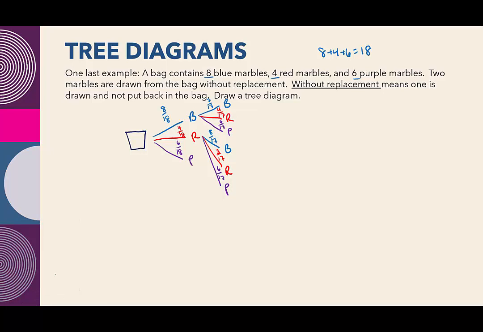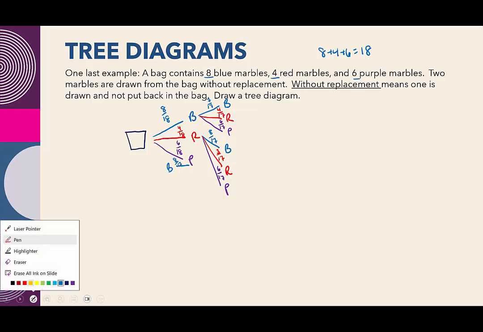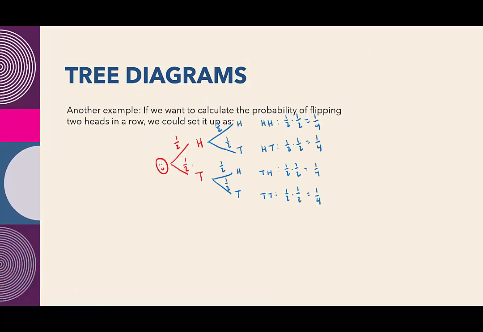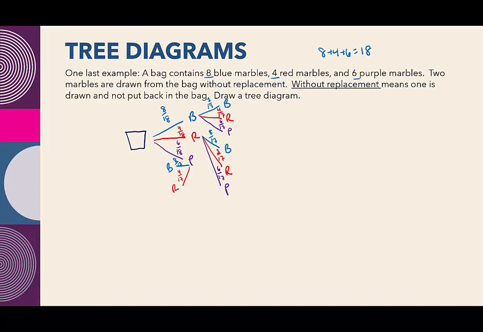And now to squish the purples, I could do a purple first. I'll just do them on the other side. Why not? And I could select a blue second. There's still all 8 blues, so this would be 8 out of 17. I could select a red second. All 4 reds are still there, so it would be red, 4 out of 17. Or I could do purple, then purple. I did select a purple, so now there's only 5 purples left in the bag, and this would be 5 out of 17.